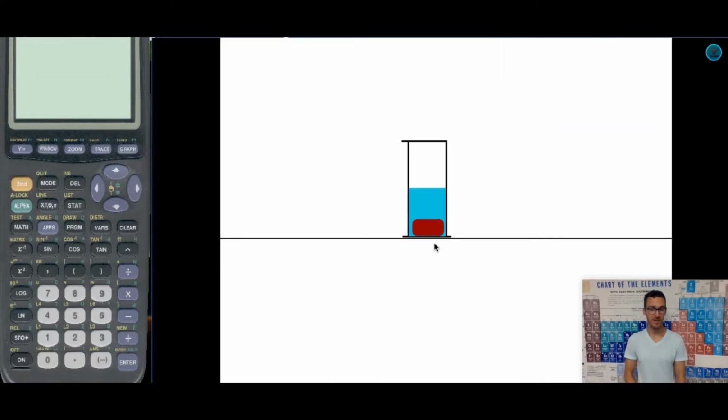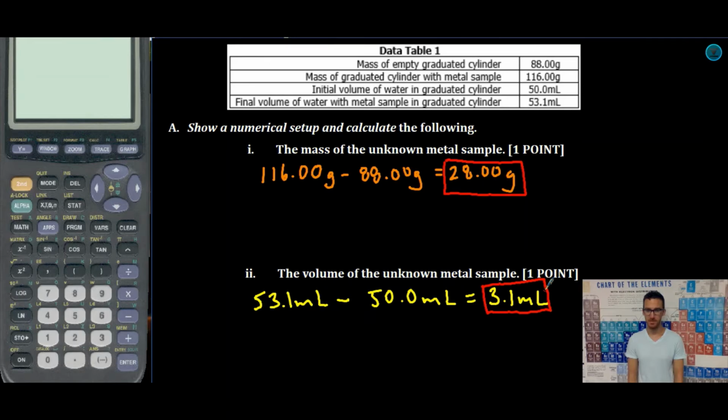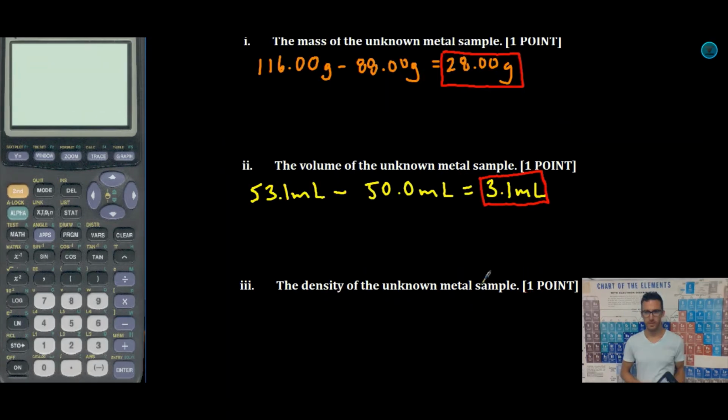Next, we add our sample to the graduated cylinder. Notice what happens to the volume in our graduated cylinder. Oh, we've increased. This means that the combined volume of the 50 milliliters of water and the metal sample is now 53.1 milliliters. The difference in volume must be the volume of the added metal sample. Again, make sure you show your work, you're conscious of units, and significant figures.